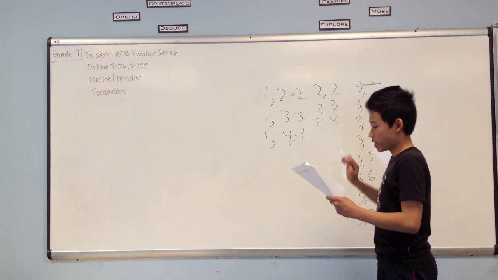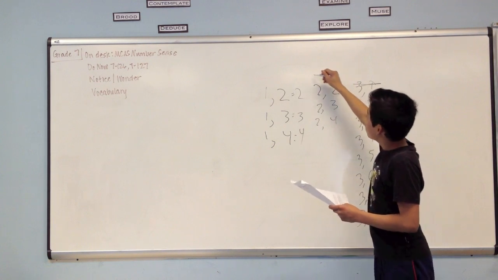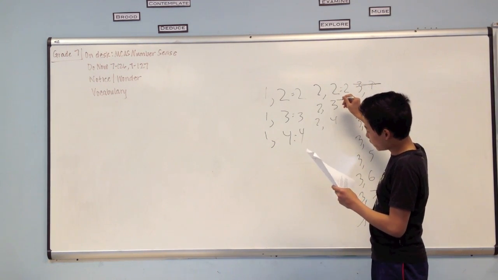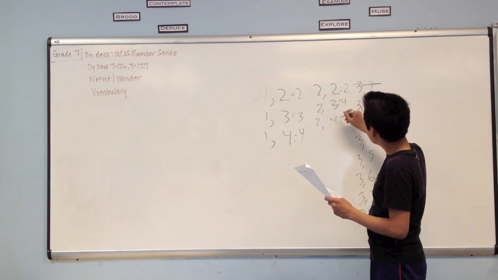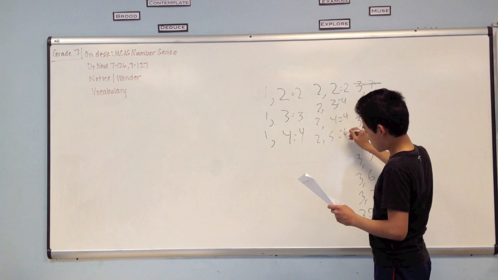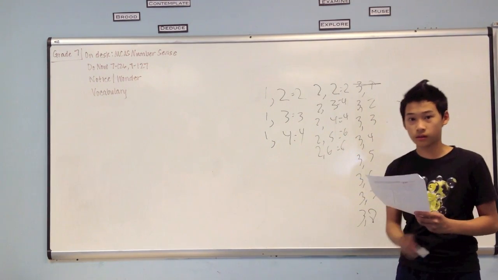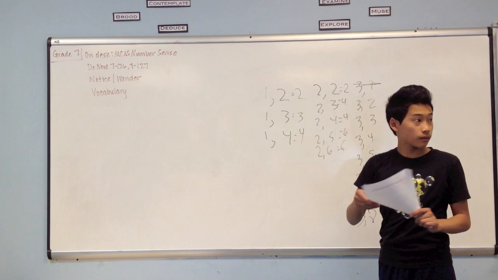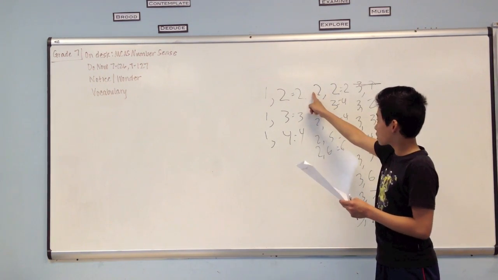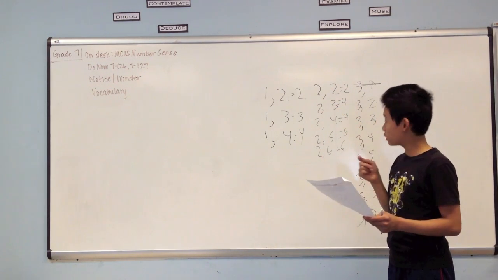For pattern 2, we found that 2 by 2 would make 2. 2 by 3 would make 4. 2 by 4 would make 4. 2 by 5 would make 6. 2 by 6 would also make 6. So in the sequence that we have right here, the pattern would be 2 by x plus y minus 1, so it goes up by 2.